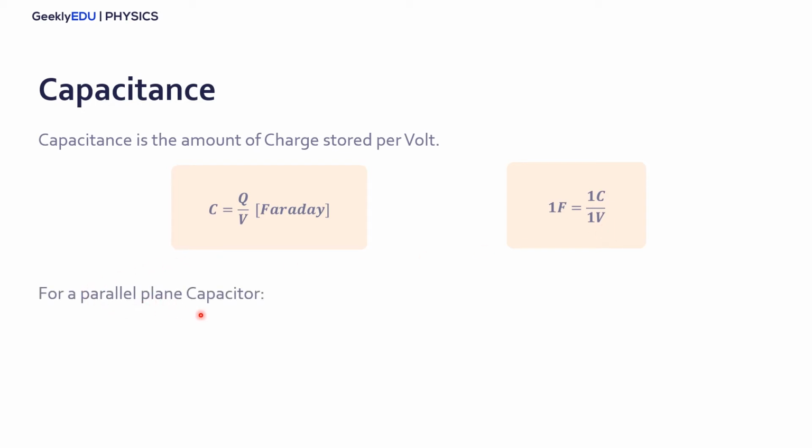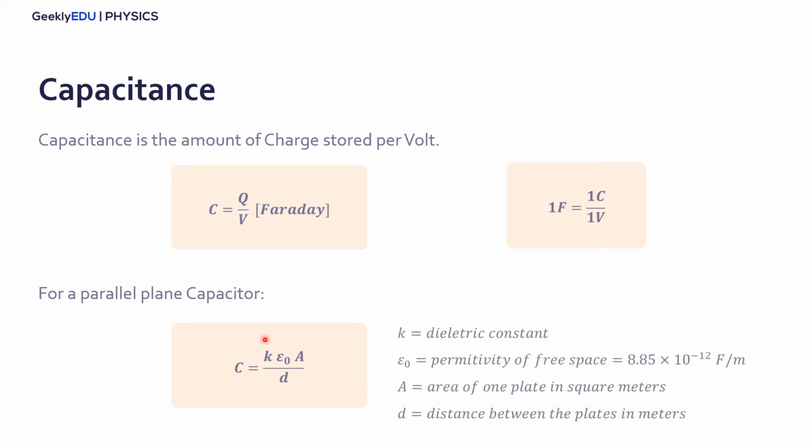For a parallel plane capacitor, which is a very simple capacitor, we have two conductors that are plane and parallel, okay? For this situation, we can calculate the capacitance using this formula. Here we have the dielectric constant of the dielectric material between the two conductors of the capacitor, the permittivity of free space, the area of one plate of the capacitor in square meters, and the distance between the plates of the capacitor.